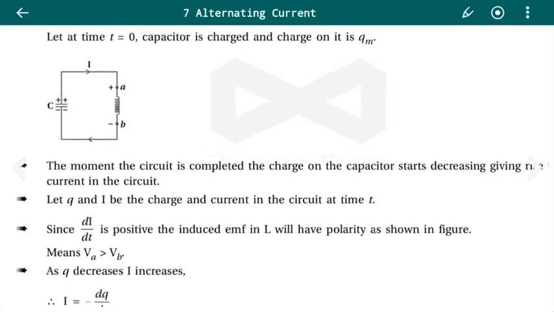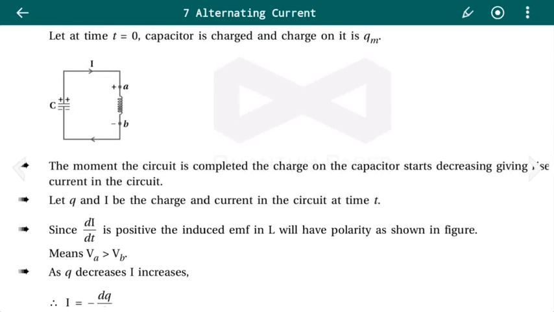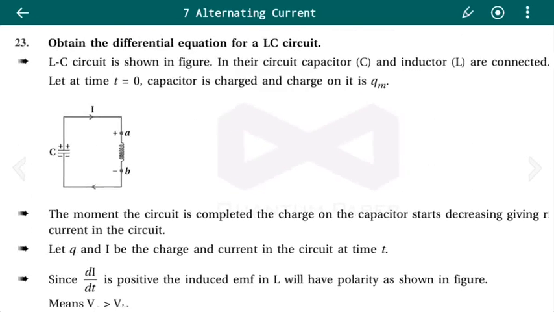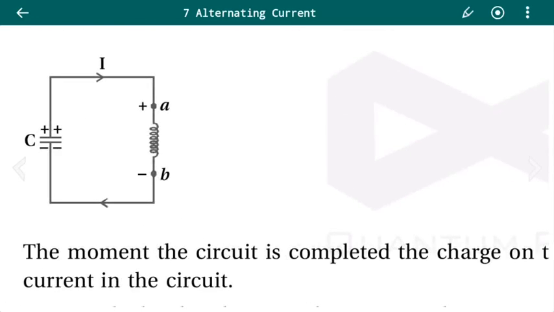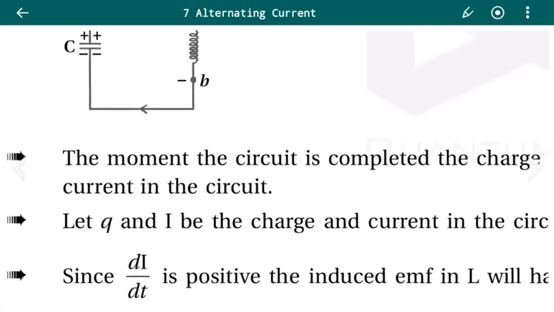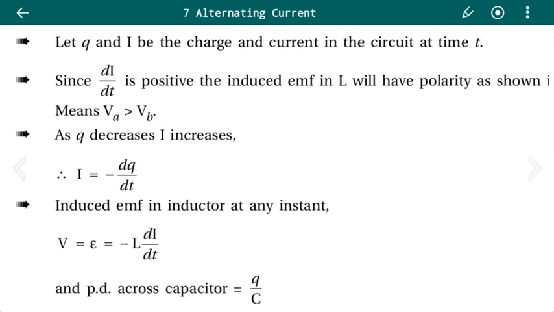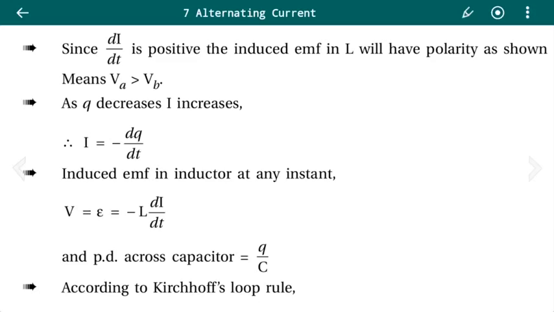Now let Q and I be the charge and the current in the circuit at time t. Since di by dt is positive, the induced EMF in L will have the polarity as shown in the figure, meaning VA is greater than VB. So here the potential at point A is greater than the potential at point B of the inductor, because the current keeps on increasing. As Q decreases, I increases.